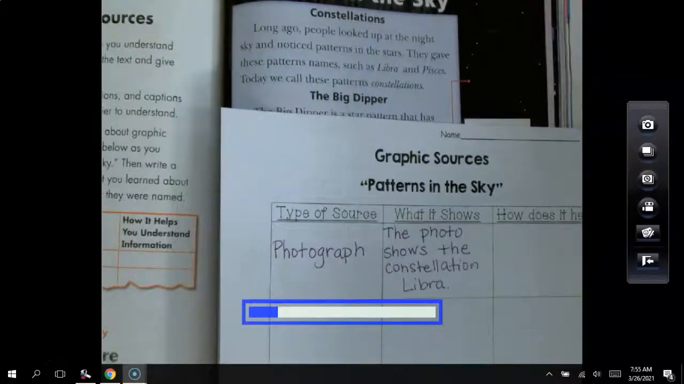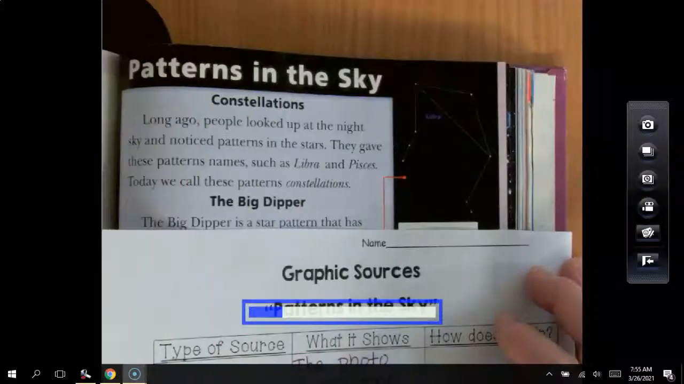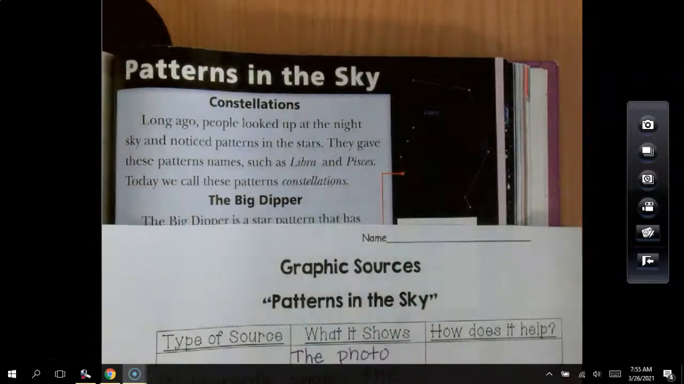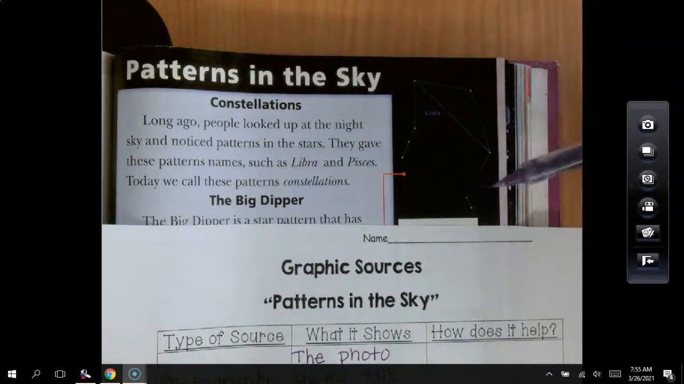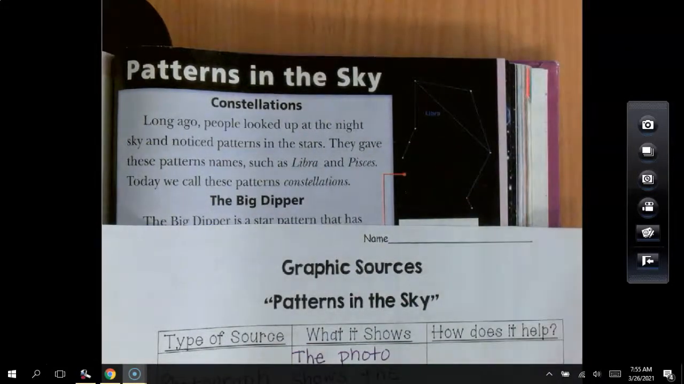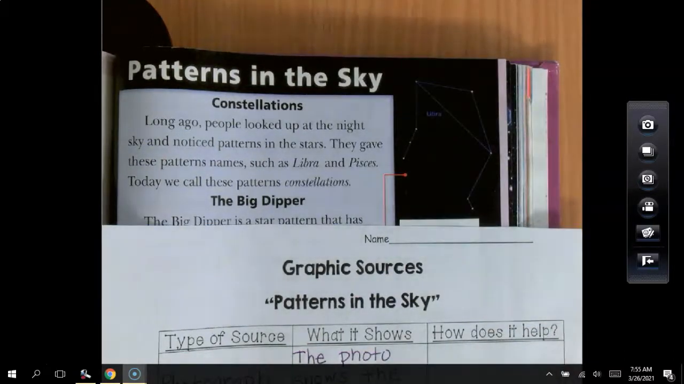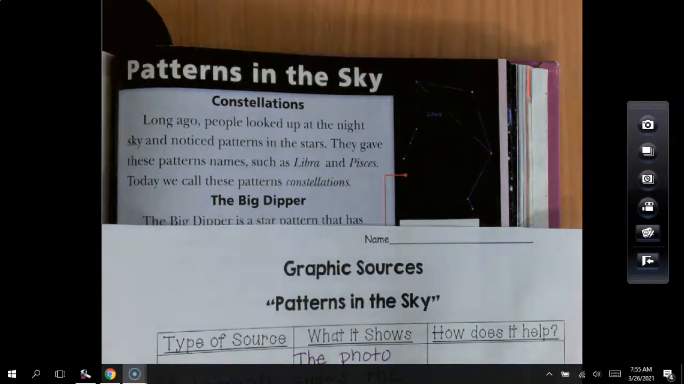Let me see if I can zoom in on that better. You can't really see my lines because of the black background, so I apologize. So you'll have to look at that constellation in your textbook. You can see it much better on your paper or in your book.